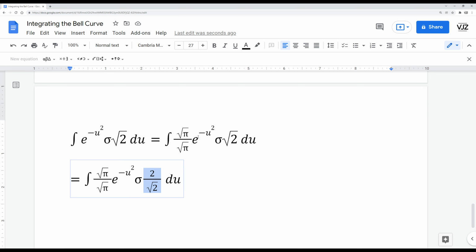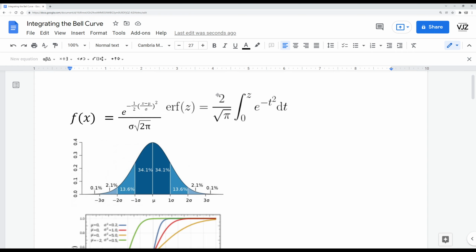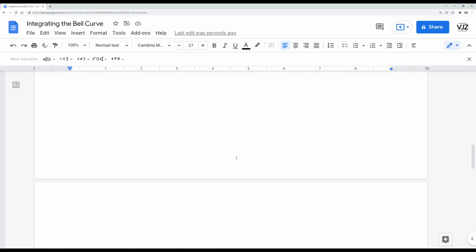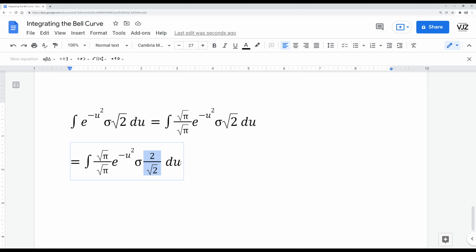So now let's go back to the error function. Alright, so we do have a 2 on the numerator, but we have a square root of 2 in the denominator, so that's kind of bad here. So what can we do now? Well, first, let's move the sigma out, because we don't really care about the sigma.